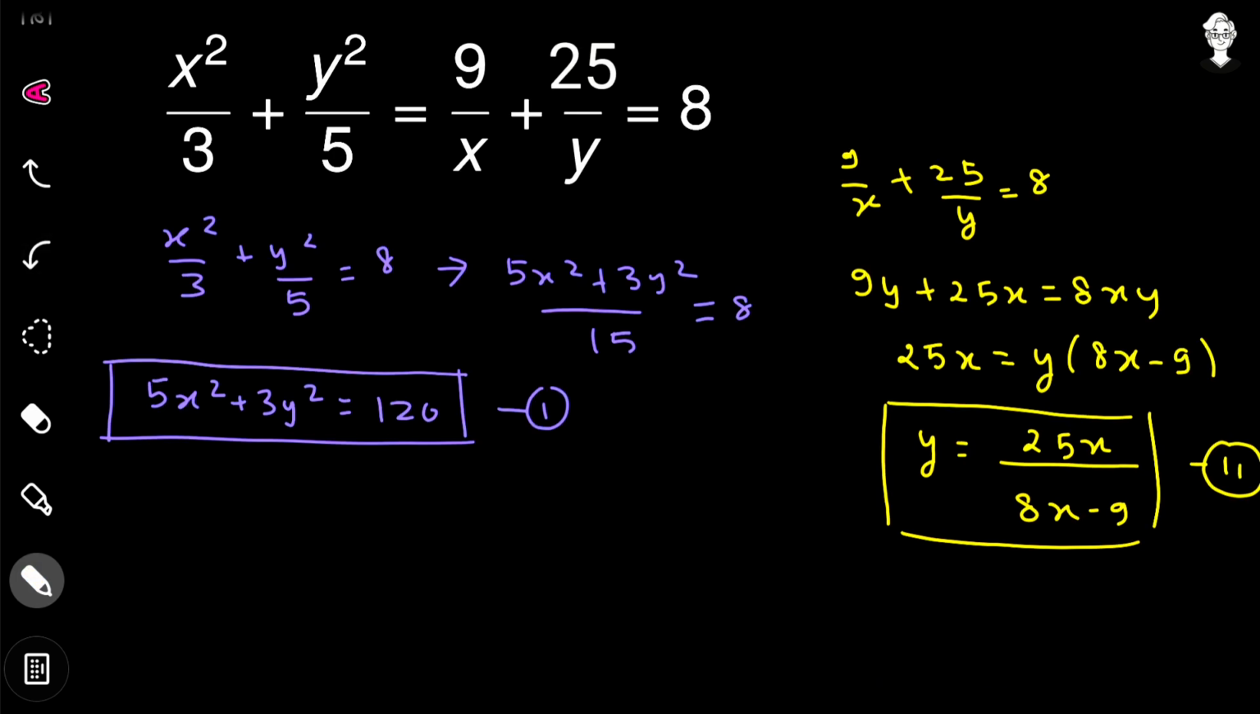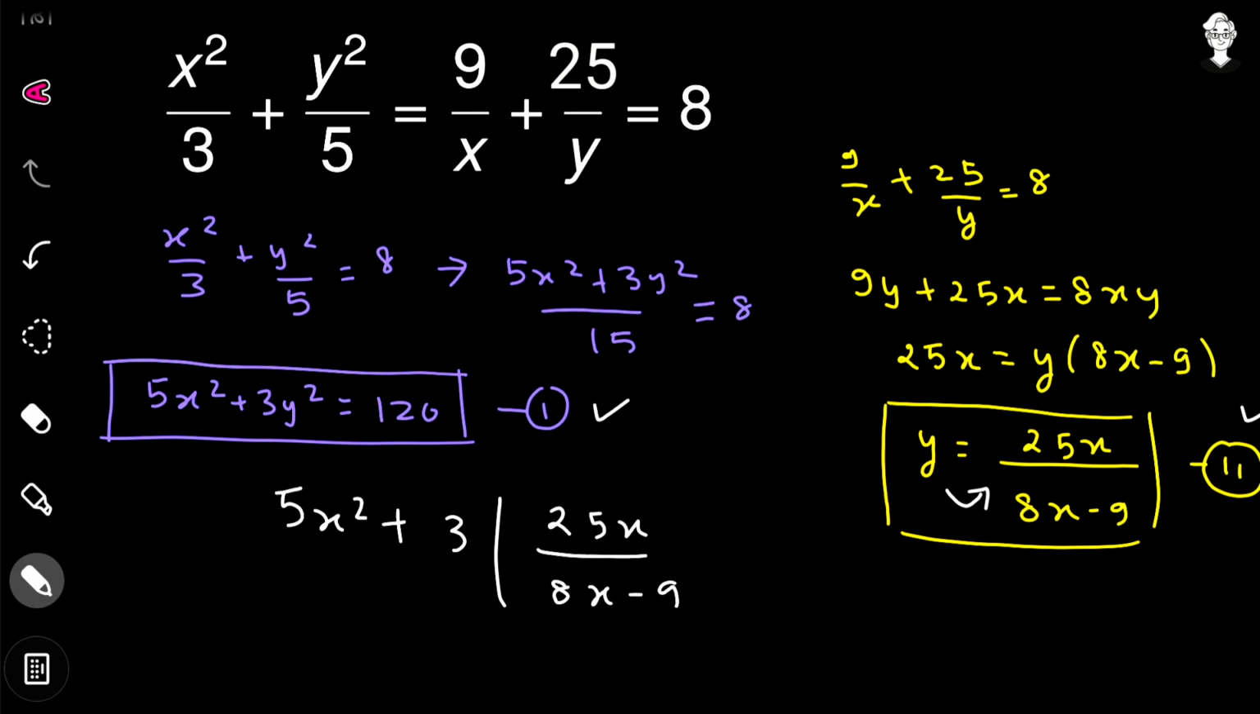So here we have the first equation, that 5x² + 3y² is 120, and here we have the second equation in which we have y in terms of x. So we'll simply plug in this value of y in terms of x over here. So we will have this particular equation, 5x² + 3y², so 3 as it is. Now instead of y, its value, that is going to be 25x upon 8x minus 9, and now it is a squared value, so we have to square this also, and this is going to be equal to 120. So now we have a single equation in terms of x, so we can easily solve this so as to get x, and when we get it, we will plug it in the second equation so as to get the value of y.